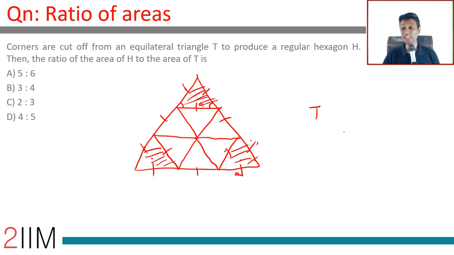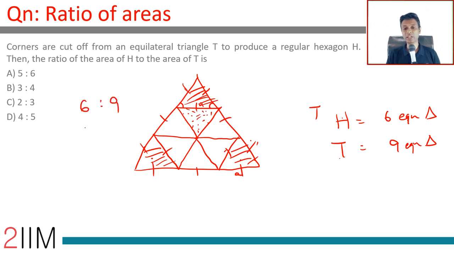Brilliant. In other words, our hexagon is 6 equilateral triangles. Our big triangle is 9 equilateral triangles. 9 equal equilateral triangles. I am considering this equilateral triangle as one simple constructing block. So the ratio of area of H to T is 6:9, which is 2:3.